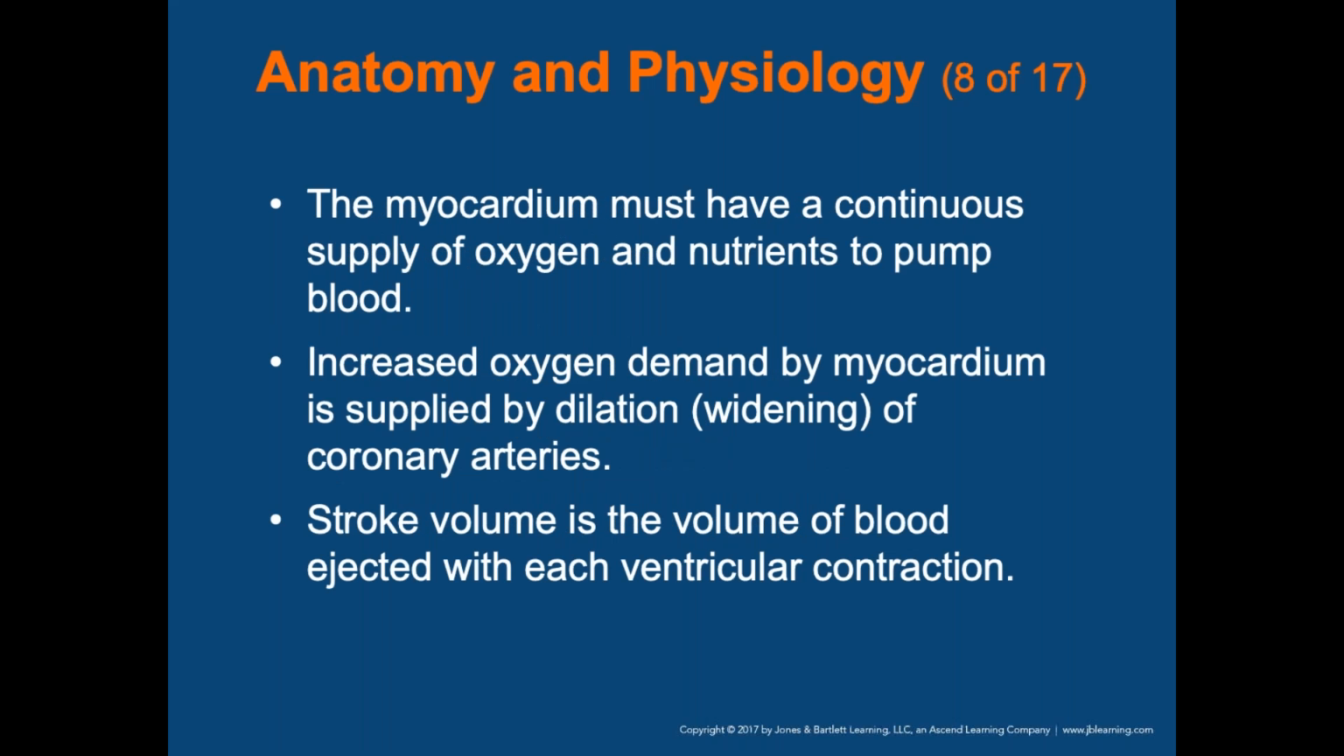The myocardium must have a continuous supply of oxygen and nutrients to pump blood. Increased oxygen demand during periods of physical exertion is supplied by the dilation or widening of the coronary arteries. Therefore, stroke volume, which describes the volume of blood ejected with each ventricular contraction, increases, which results in increased cardiac output. So if you're exercising, your body needs more oxygen. To get more oxygen, your heart rate goes up. Makes sense, right? If your body doesn't require more oxygen, then what happens? Your heart rate stays lower.